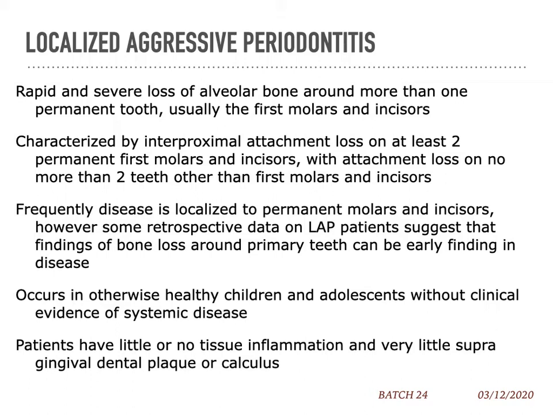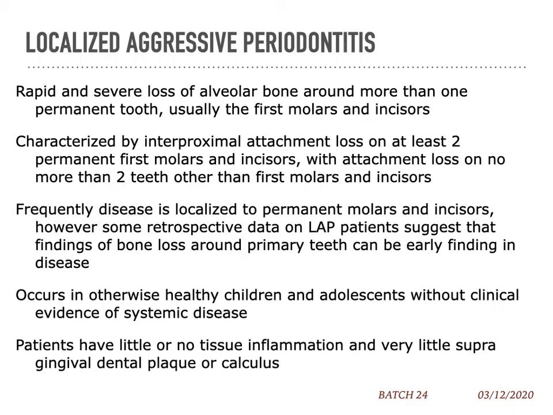The occurrence is in otherwise healthy children or adolescents without any clinical evidence of systemic disease. Patients have little or no tissue inflammation and very little supragingival dental plaque or calculus. So this is a critical part where the diagnosis is going to be difficult. When you cannot visualize the inflammation, you most often leave the disease unnoticed, until it reaches the severe form where the mobility starts. Mobility may be the first sign because there is no inflammation.